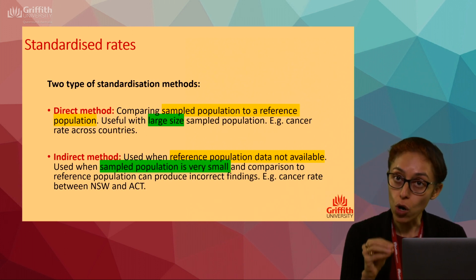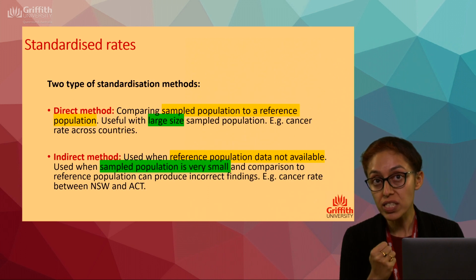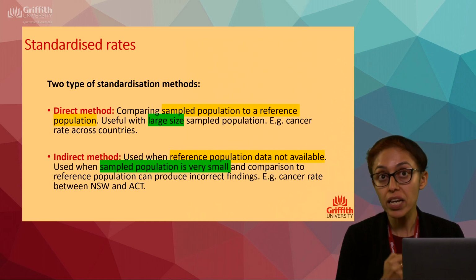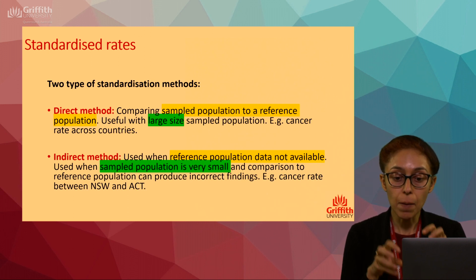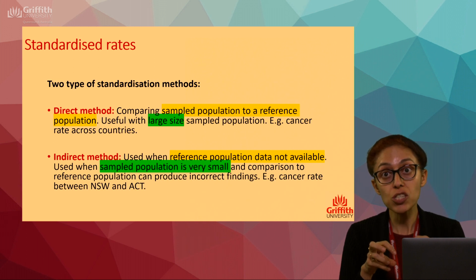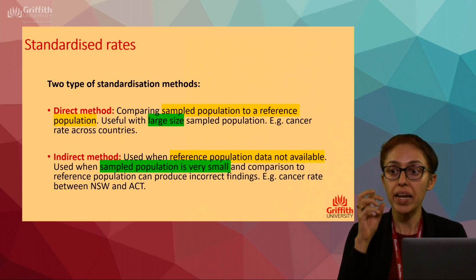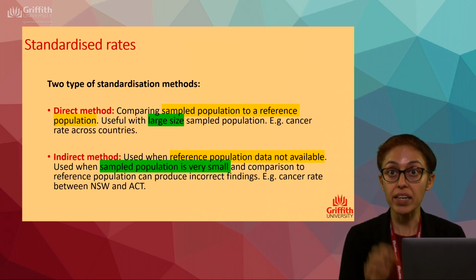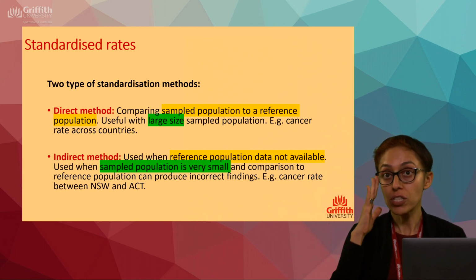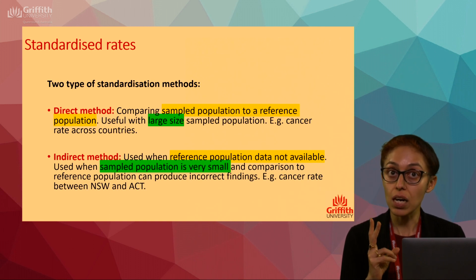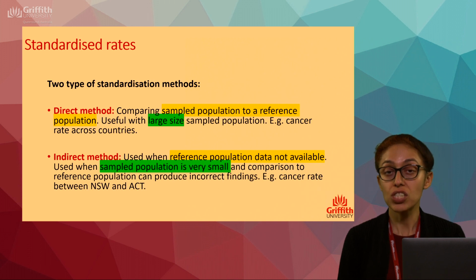So, when you have a smaller population, that is when you use the indirect method. When you do not have a reference population, that is when you use an indirect method. For example, comparing ACT to New South Wales, these are much smaller populations in comparison to comparing, say, cancer rates between countries like India, China, Australia, and so on. Okay, I hope the distinction is clear between these two, which is direct versus indirect method of standardization.